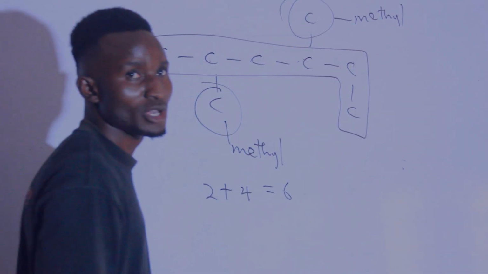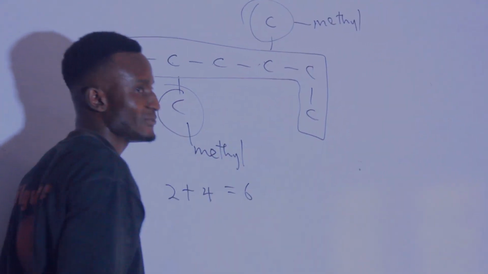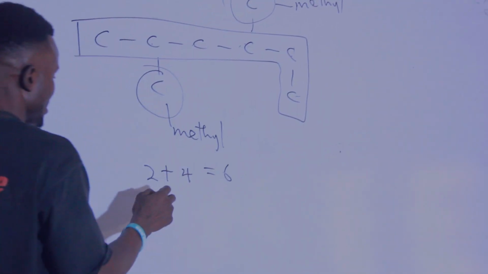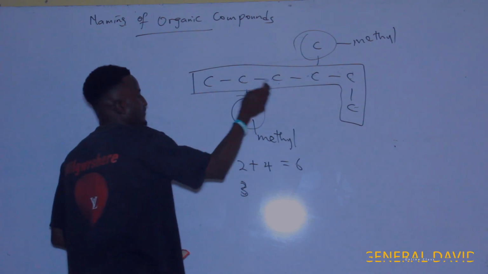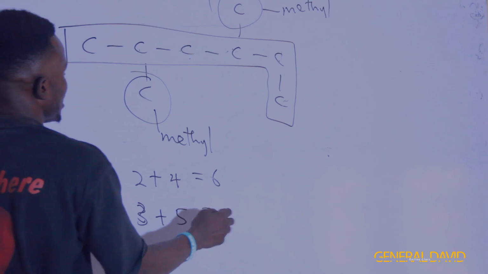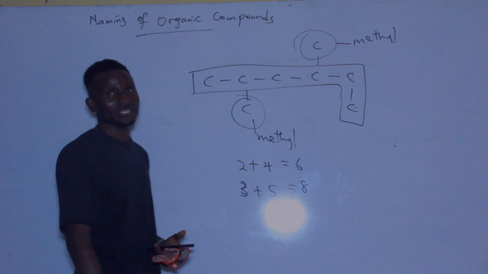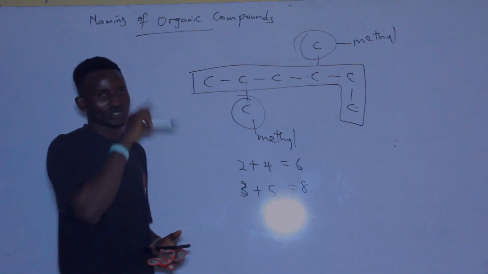Now assume you start your counting from the other side: 1, 2, 3. The first ligand will be at carbon 3, then 4, 5, and the other one is at number 5. That's 3 plus 5, which equals 8. And if you check, out of 6 and 8, which one is the lowest?